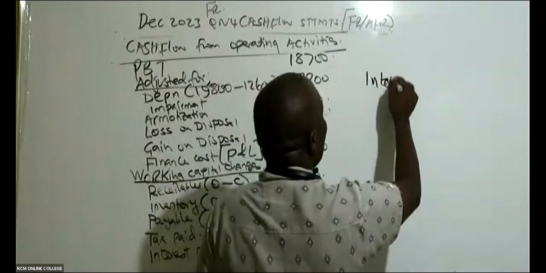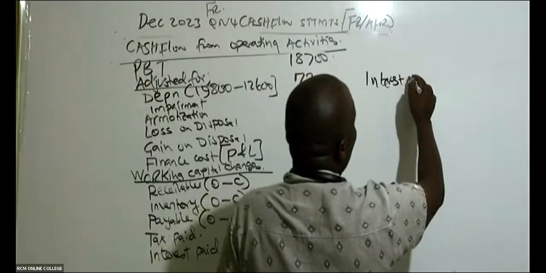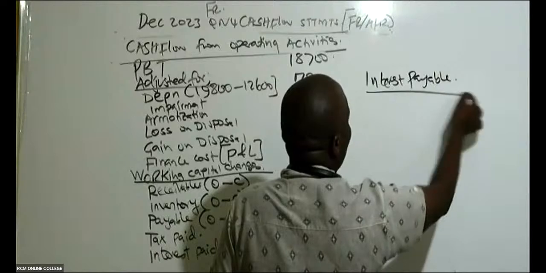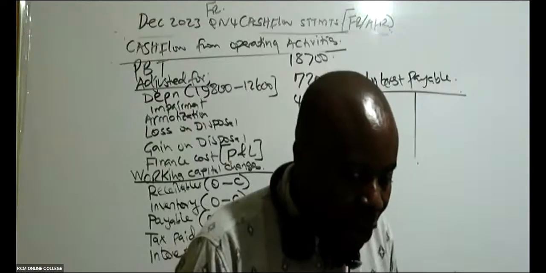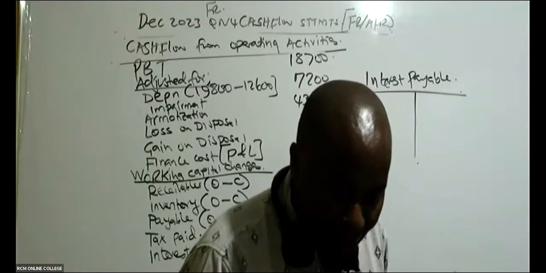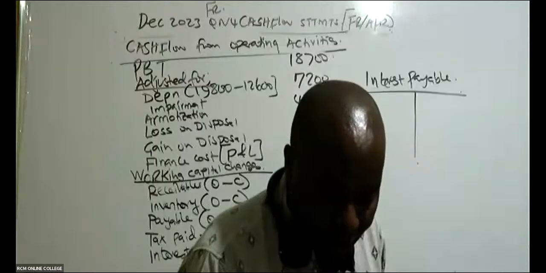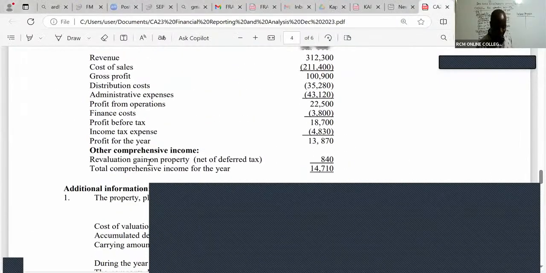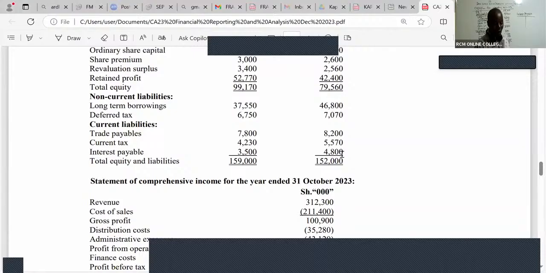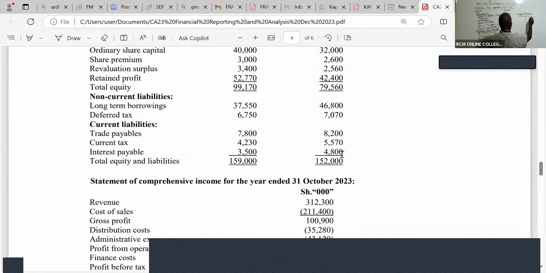Interest paid: track your interest. Come here and track your interest payable. Go to your balance sheet and see how interest behaves. Here you're able to see interest payable. At the beginning of 2022, you had 4,800. Interest was 4,800 at the beginning. At closing, it is 3,500.